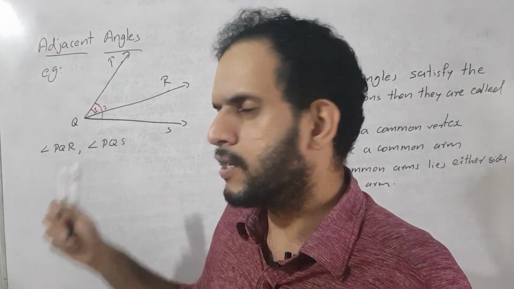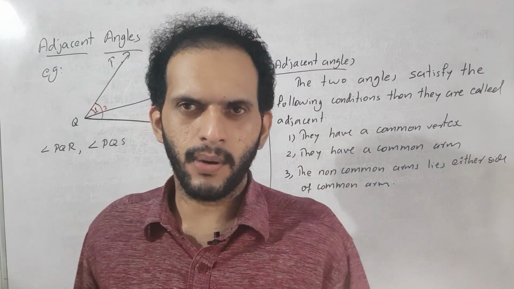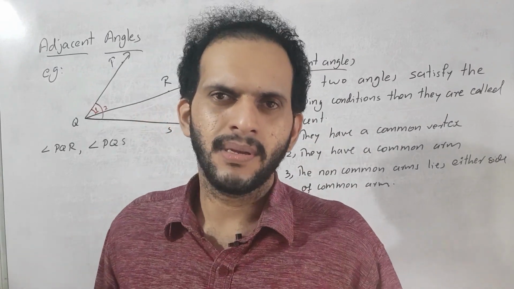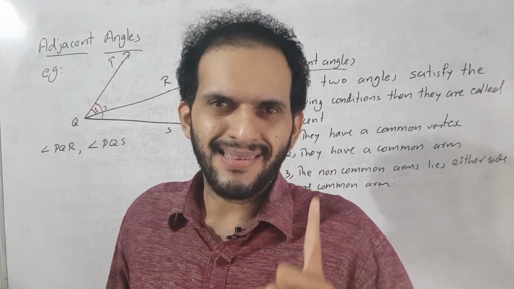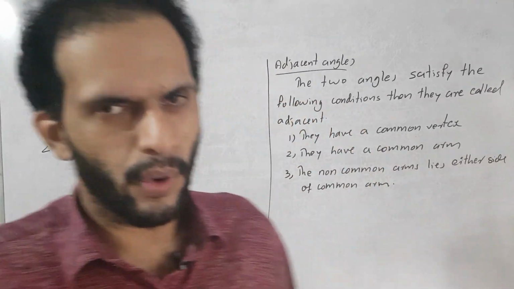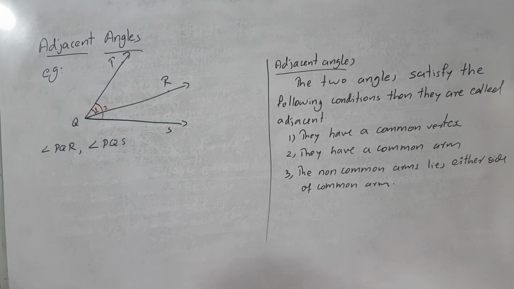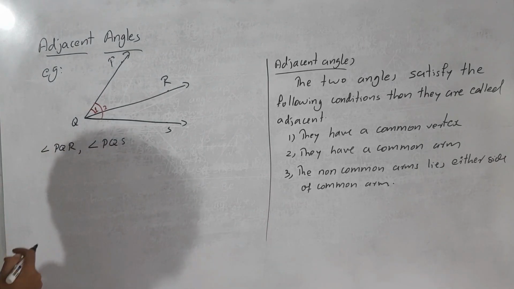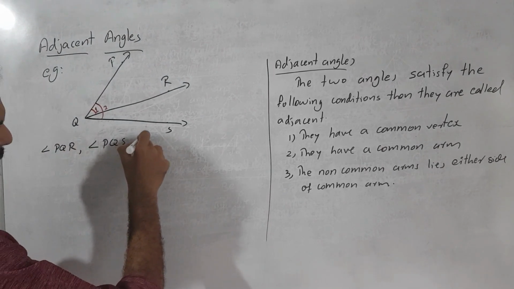So here they are not adjacent. Why? Because the non-common arms do not lie on either side of the common arm. Okay, then we conclude here, angle PQR and angle PQS are not adjacent.